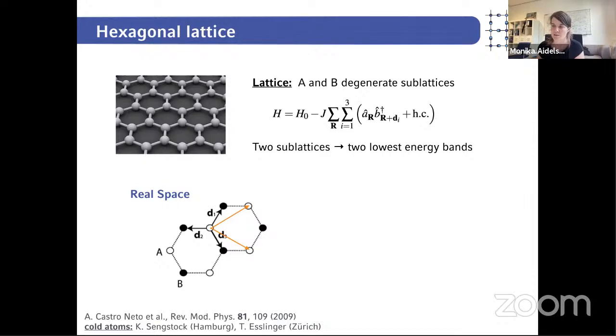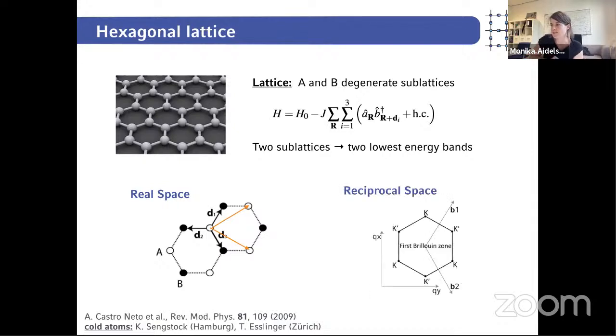So what you see here on the lower left is a schematic drawing of the real space lattice potential with these vectors D1, D2, D3. But then the primitive lattice vectors are the ones that are shown in orange. And then if we go to reciprocal space, the Brillouin zone is also a hexagon. And here you see the 2 reciprocal lattice vectors B1 and B2.